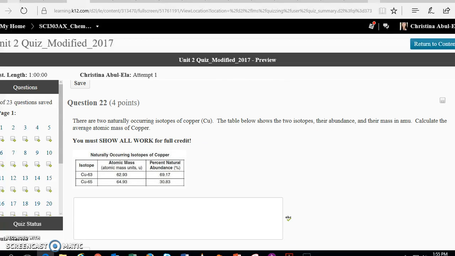In question 22, again another open-ended question. There are two naturally occurring isotopes of copper. The table below shows the two isotopes, their abundance, and their mass in atomic mass units. Calculate the average atomic mass of copper. You must show all your work for full credit.